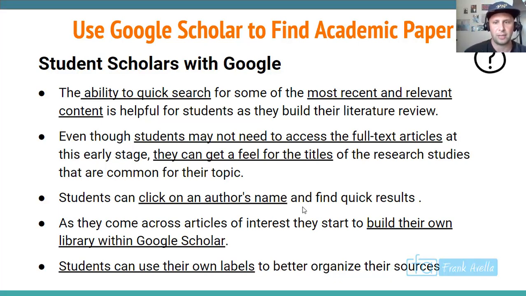Students can click on an author's name and quickly find the results. As they come across articles of interest, they start to build their own library with Google Scholar. So the students can build their own library. Students can use their own labels to better organize sources. I think labels are in the video too.